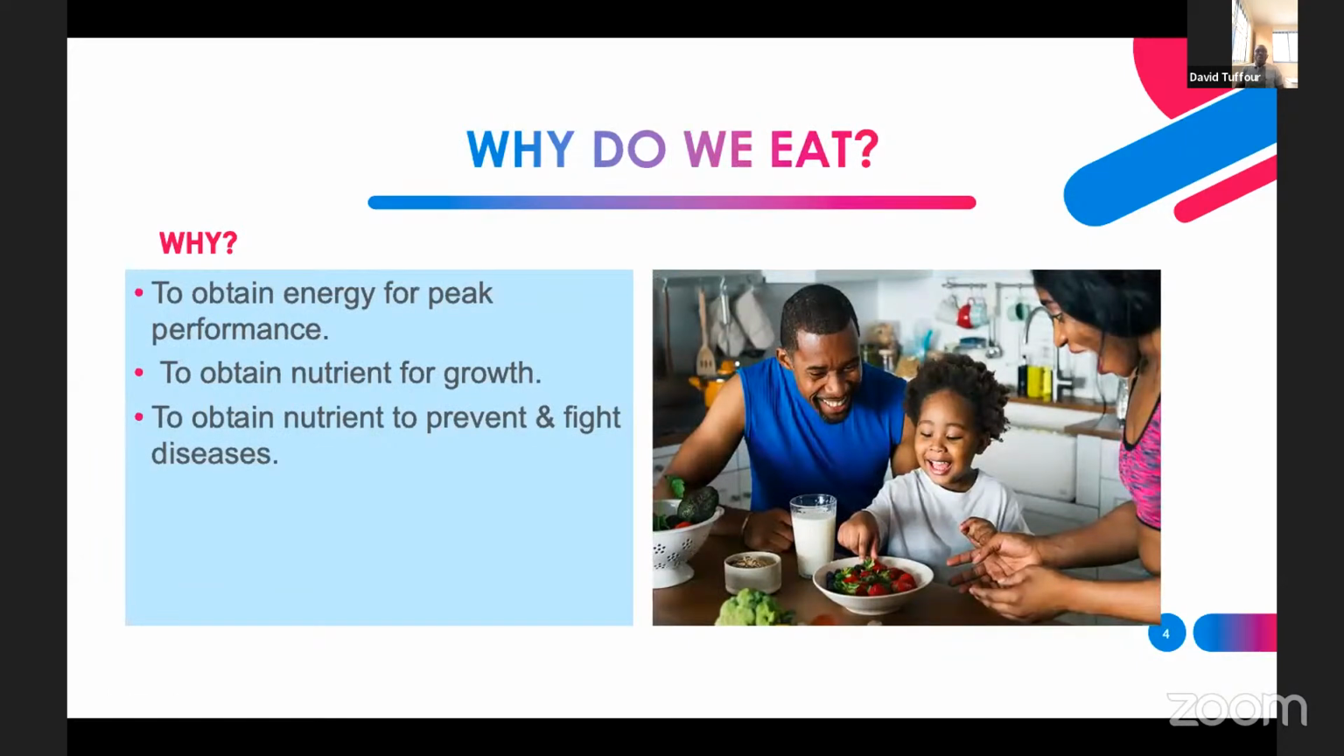Okay, so now we would like to talk about why we eat. Why do we eat? Why do human beings need food? If you don't eat, what will happen to you? Why is food so important? The first thing that comes to mind when we talk about food or eating is the fact that it helps us obtain energy for peak performance.